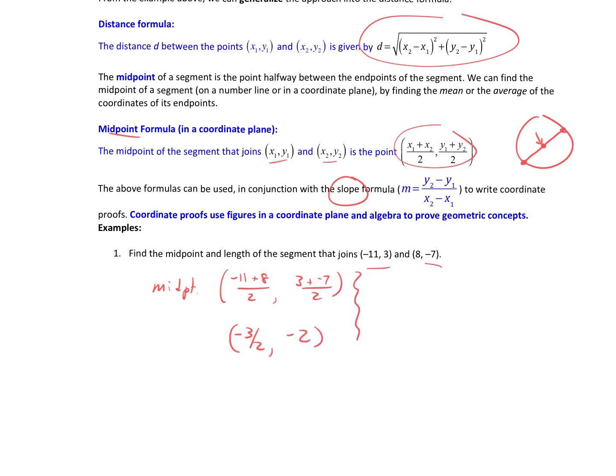And then the distance is simply the square root of the x distance squared and this y distance squared. The distance from negative 11 to 8 is 19, and the distance from 3 to negative 7 is 10. So that's all I'm really worried about. What's 19 squared again? I think I know that, but I don't want to mess that up. This is 361 plus 100.